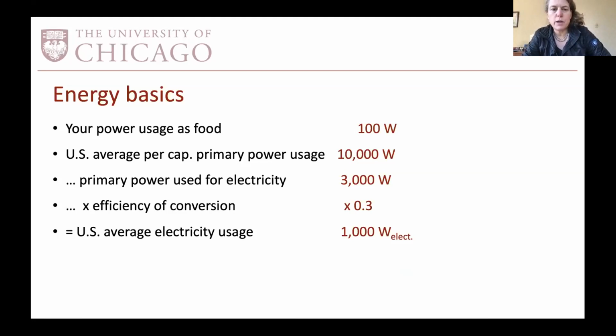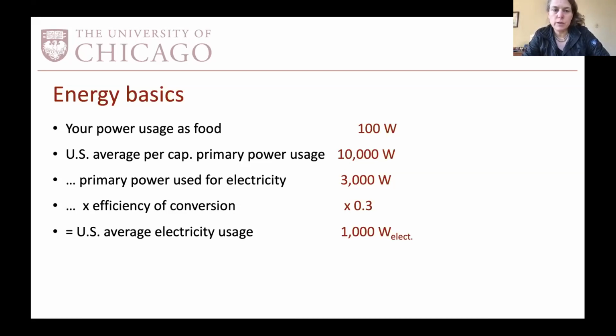The average primary power usage for the entire US is about 10,000 watts. So that is effectively like having 100 servants. You're feeding 100 servants with fossil fuels, the equivalent of what you would eat from eating sort of more palatable food.